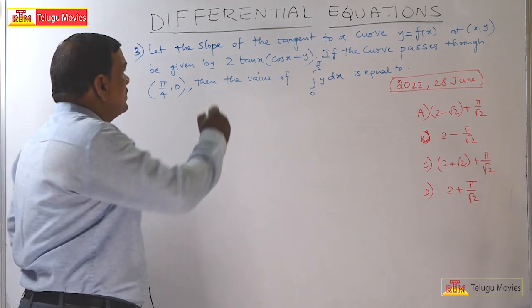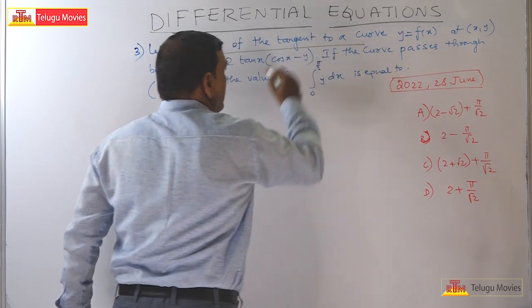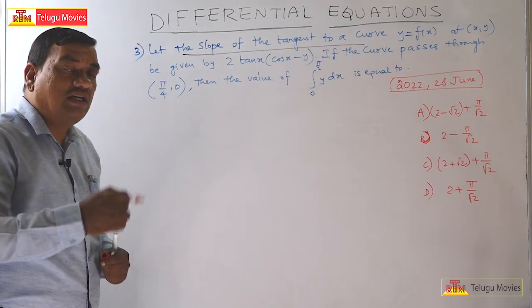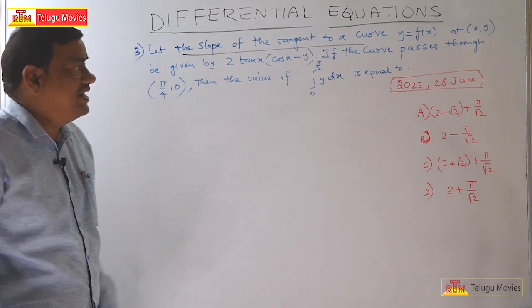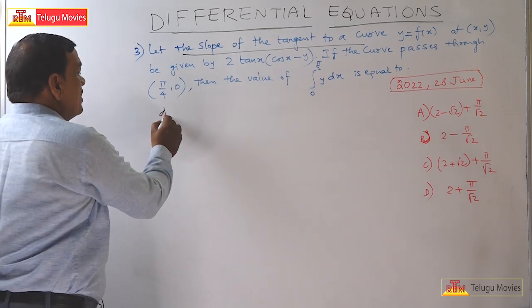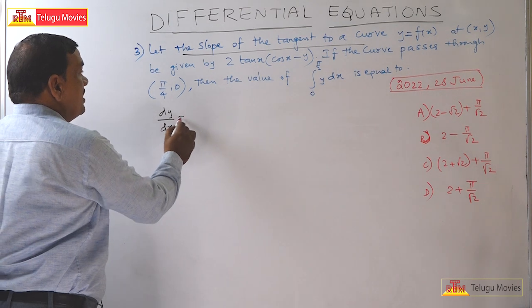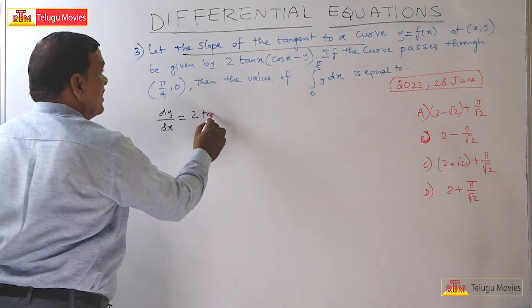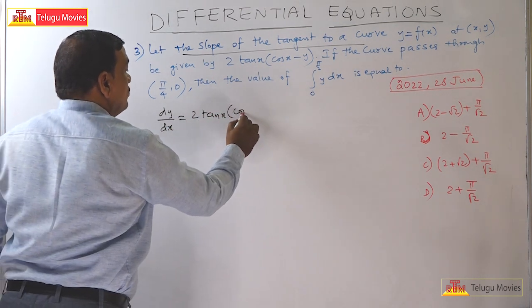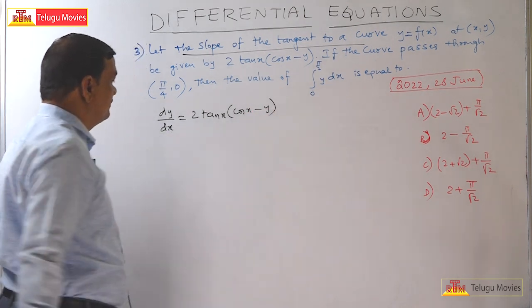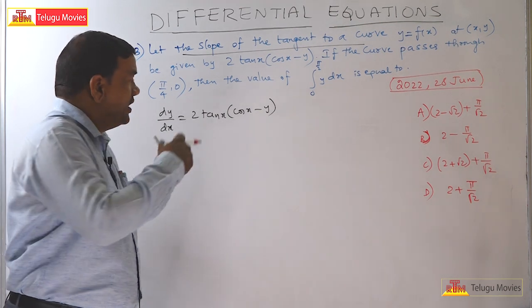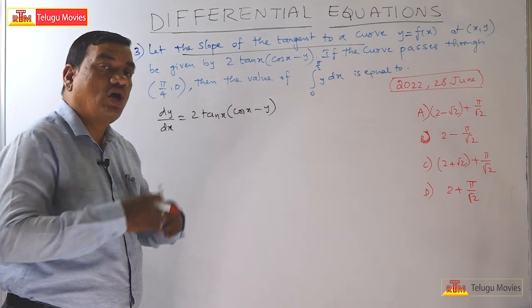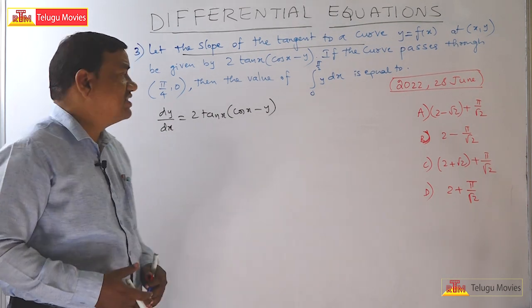The only thing is the slope of the tangent. Whenever the term slope appears, immediately you have to think that this is dy by dx. The slope of the curve, that is dy by dx, is given by the formula. It is given as 2 tan x into cos x minus y. Then you change it into either a linear differential equation, or homogeneous, or variable separable method.